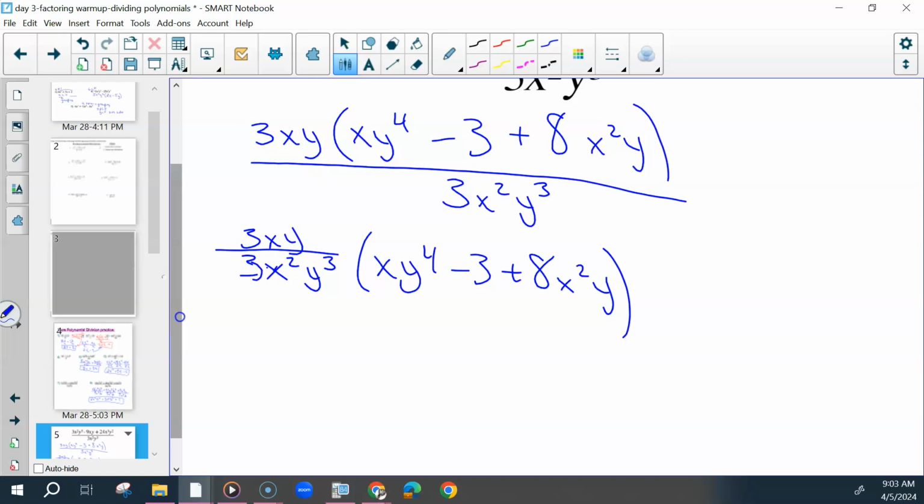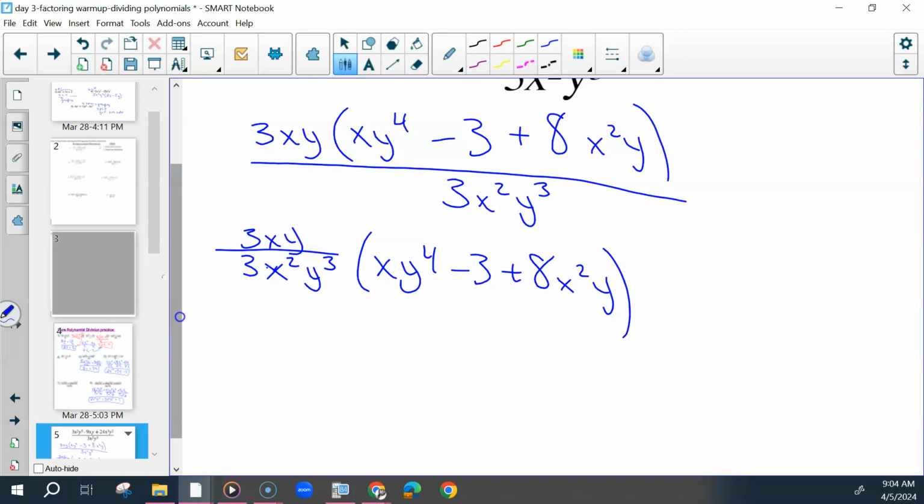We're going to just simplify the fraction part. What would that simplify to be? Three divided by 3 would give us 1. We're subtracting our exponents. What were our exponents? What exponents would we have left? 1. It would be 1x, but it wouldn't be in the numerator. And we'd have 2 y's, but again, not in the numerator.